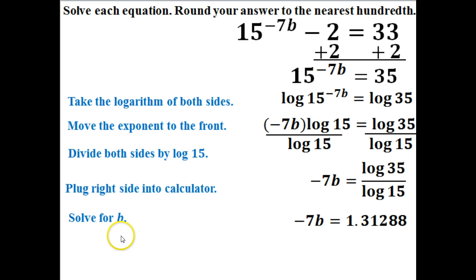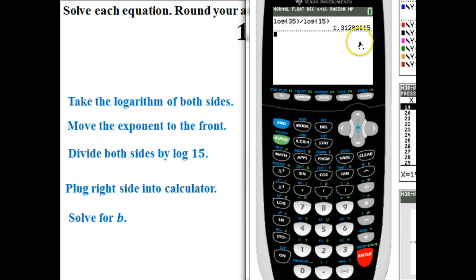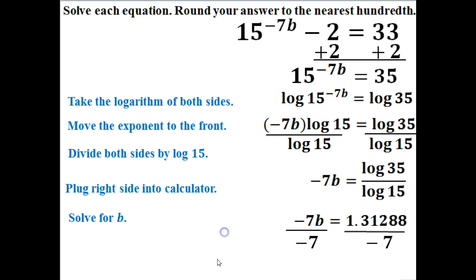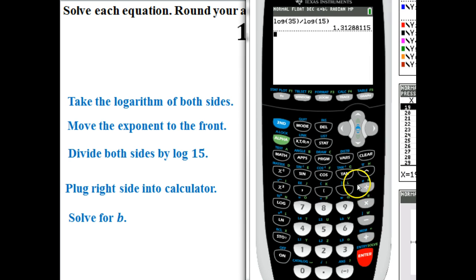Now we want to solve it for b. This is negative 7 times b, so in order to solve for b, I'm going to have to divide by negative 7. Now, if you take back out your calculator, I haven't rounded yet in my calculator. It's still where it was. I'm going to take this one and divide by negative 7.